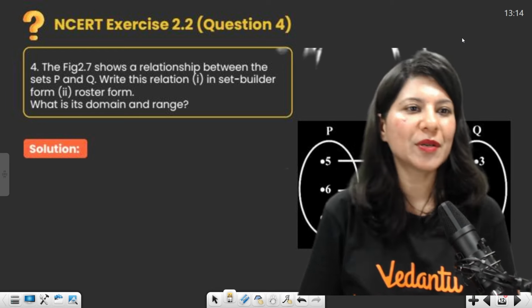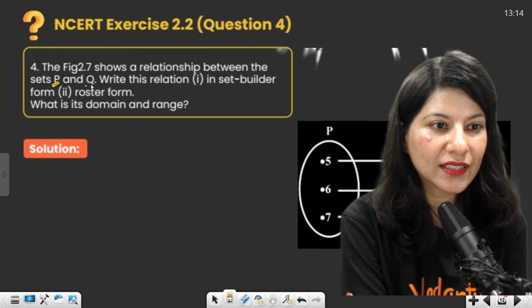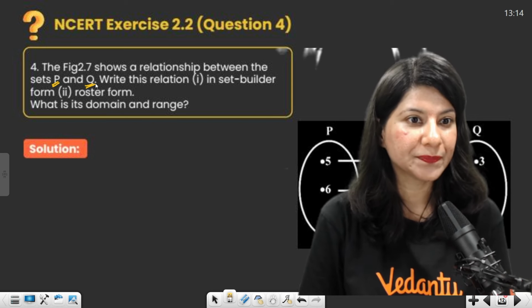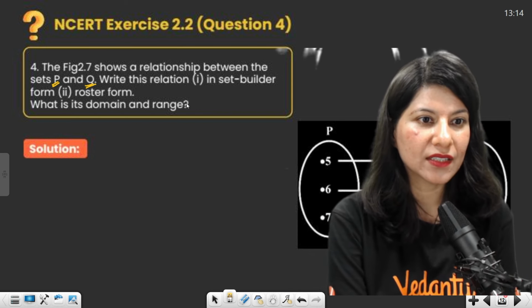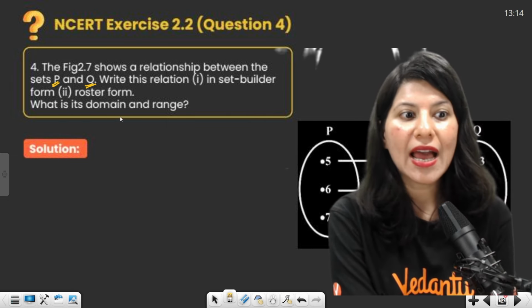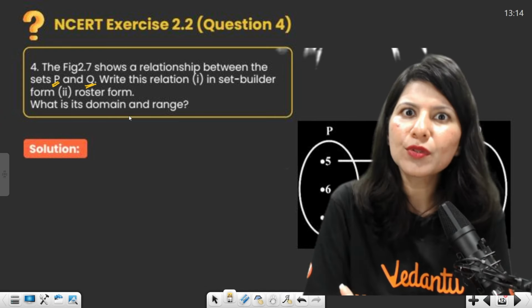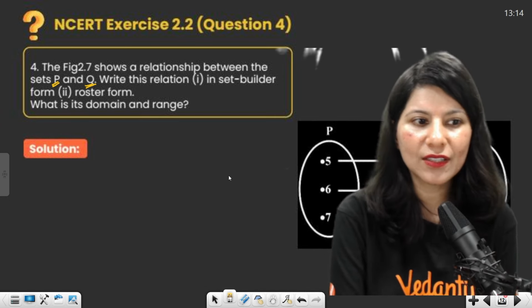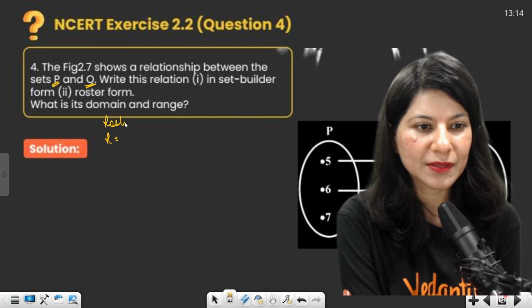Okay, now let's talk about question number 4. A relationship between the sets P and Q. Write this relation in set builder form and roster form. Set builder and roster. So first of all, roster form is easy, right? So let's write it in roster form. R will be equal to, so roster form first.